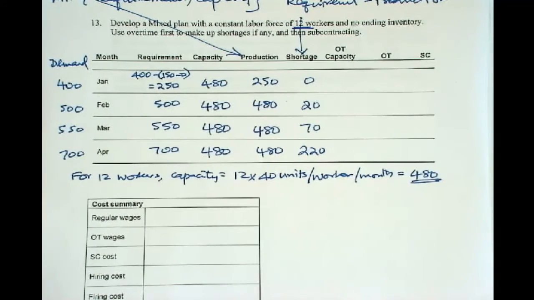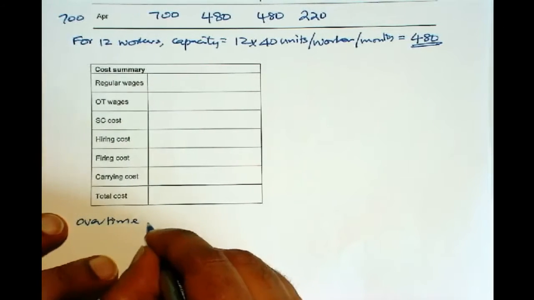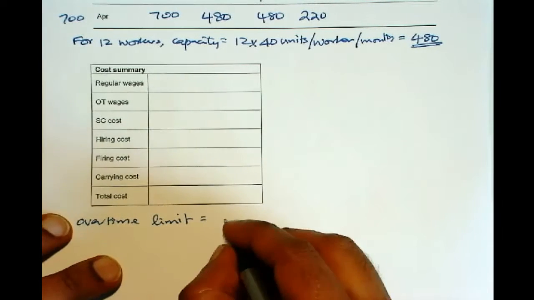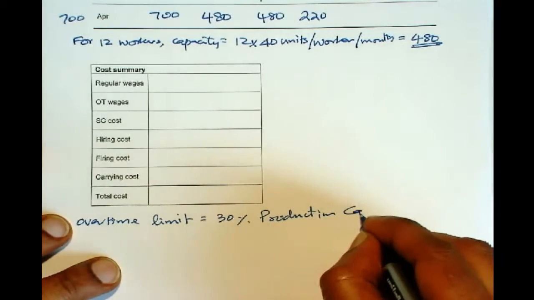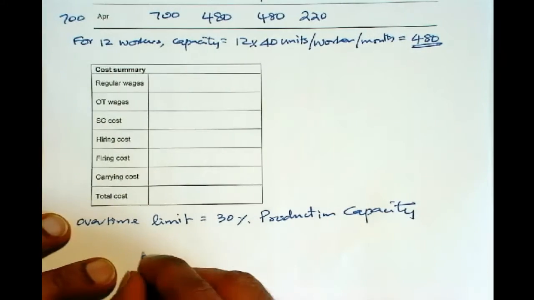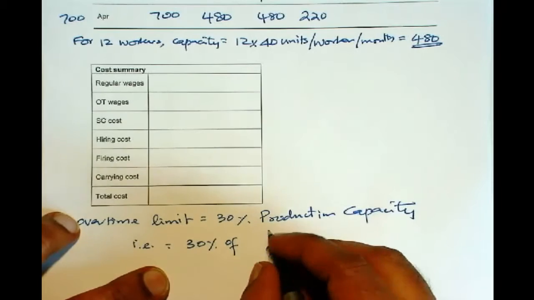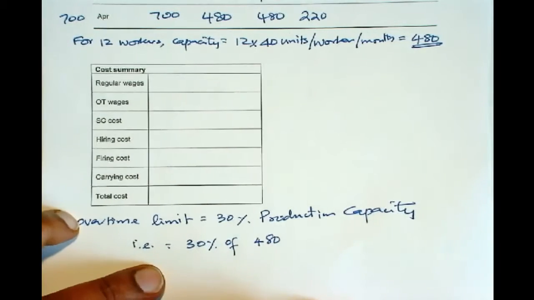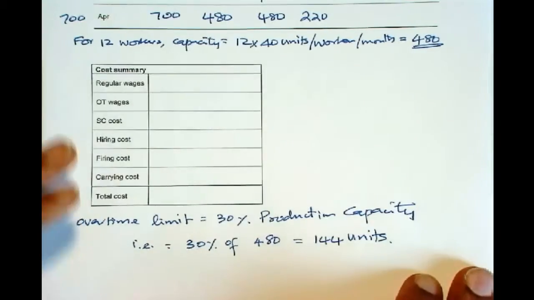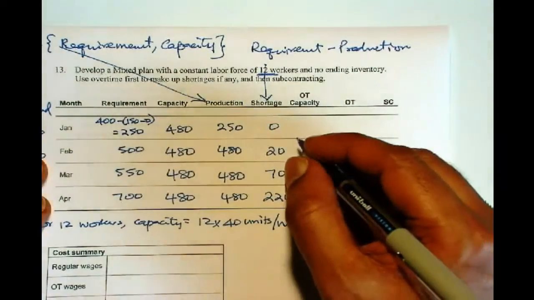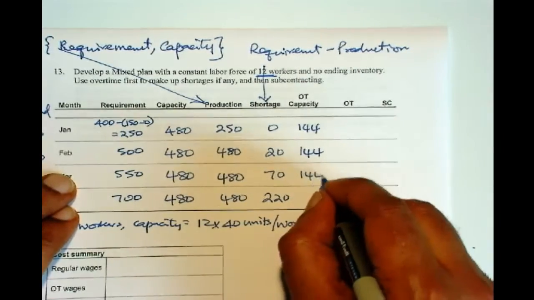Now what is the capacity for overtime? Okay, let me write that down here. So overtime limit is 30% of production capacity. So when we are doing it at the level of month, it's easy. The regular capacity is 480 each month, so that gives us 144 units. So overtime capacity is 144, 144, 144 and 144.